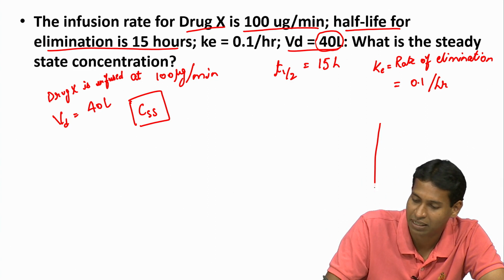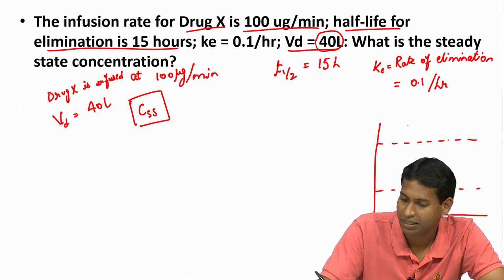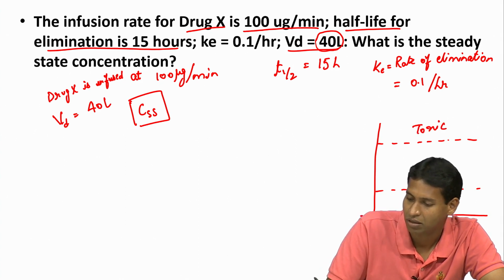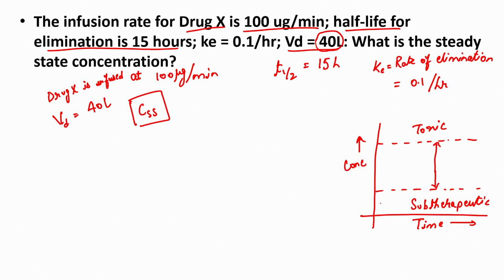So, again if I draw that curve again, so again this is the toxic level, this is the subtherapeutic level, we have concentration versus let us say time. Now, in the previous example what we looked at, how we can get to this particular range. Now, what we are trying to do is to see if we can maintain in this range.